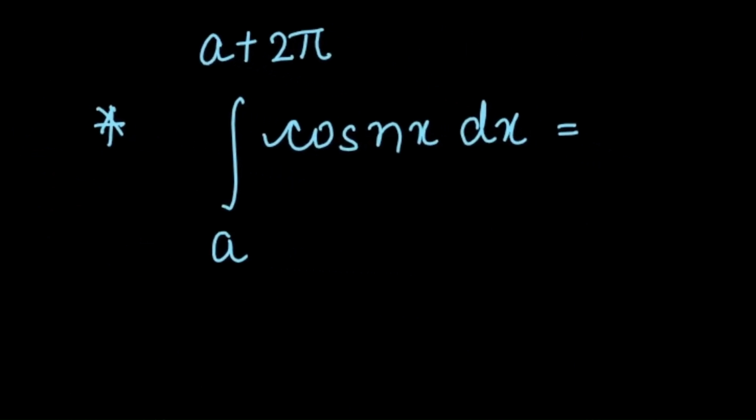Another important formula we need is that the integration of cos nx dx is always 0 from the interval a to a plus 2 pi. So whenever the difference between the limits is 2 pi, if you take the integration of cos x, cos 2x, cos 3x, any angle of cos, the answer is 0. Make sure that n is an integer.